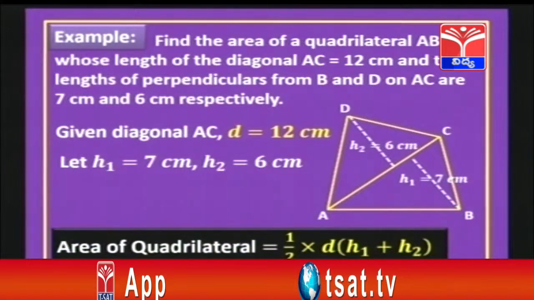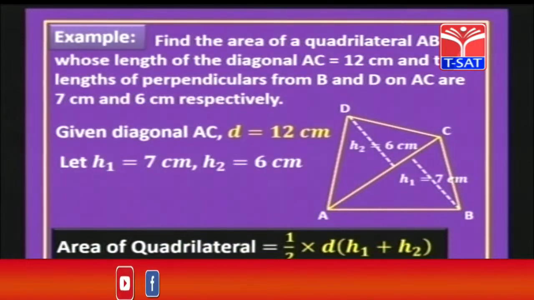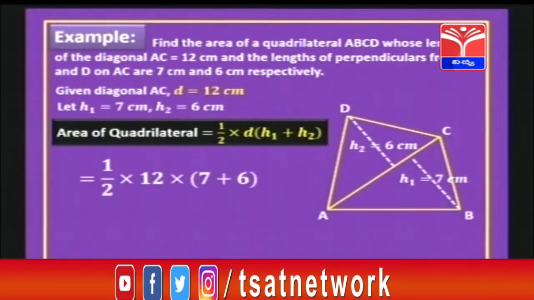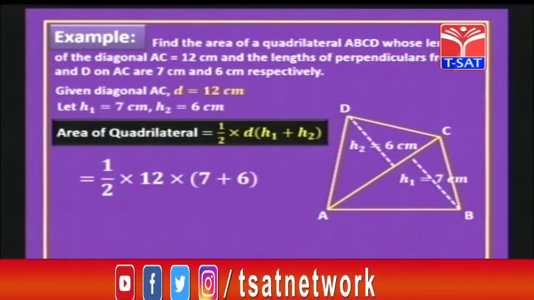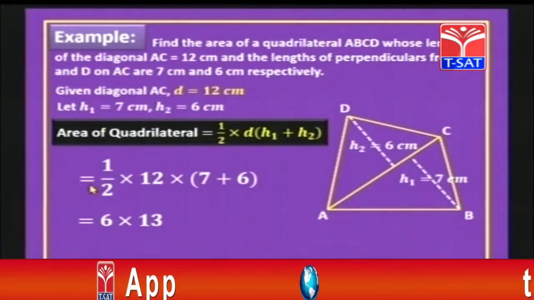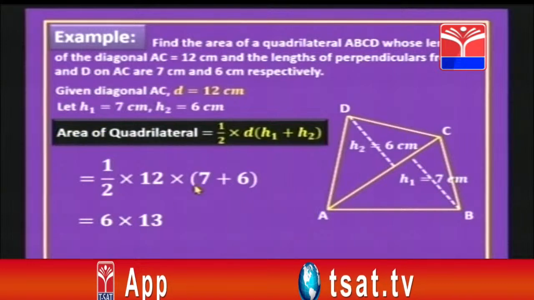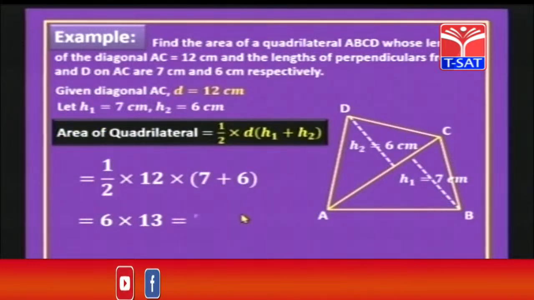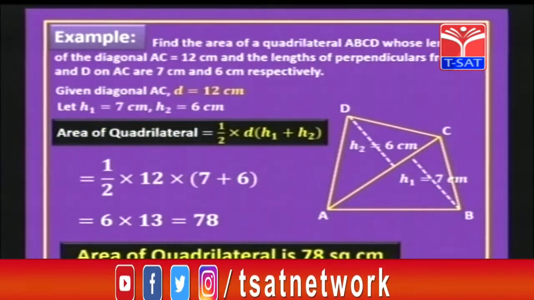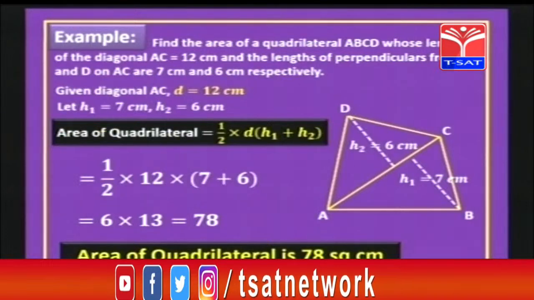Now what is the formula to find the area of a quadrilateral? Yes, half into D into H1 plus H2. Now let us substitute these values. So half into D, D is 12, H1 is 7 and H2 is 6. And here if you cancel 2 and 12 you get 6 into 13, right, the sum of these two. So 6 into 13 you get 78. So the area of the quadrilateral is 78 square centimeters.